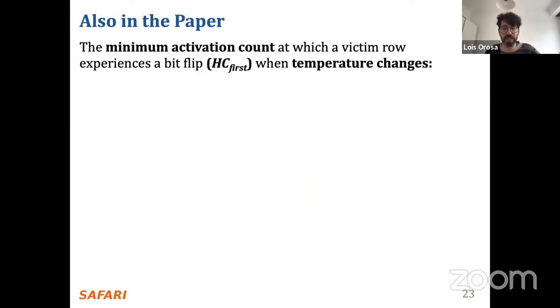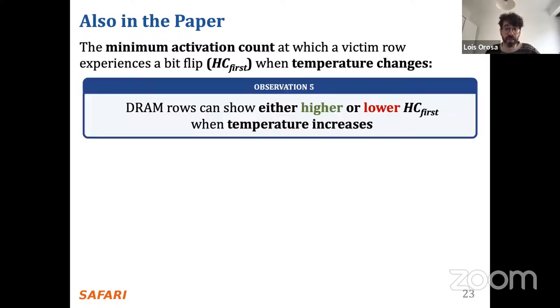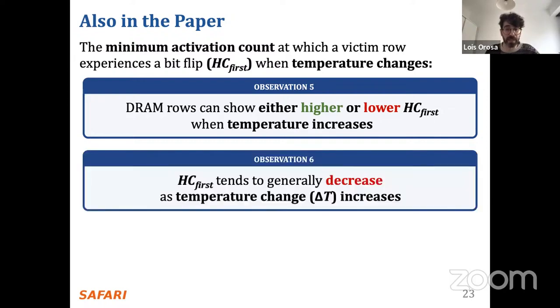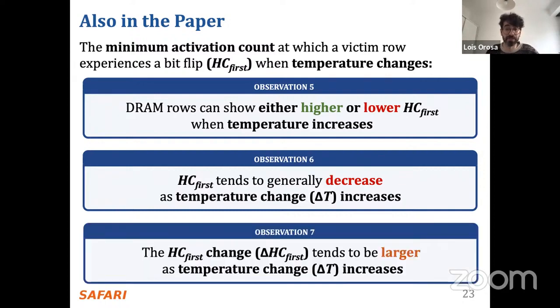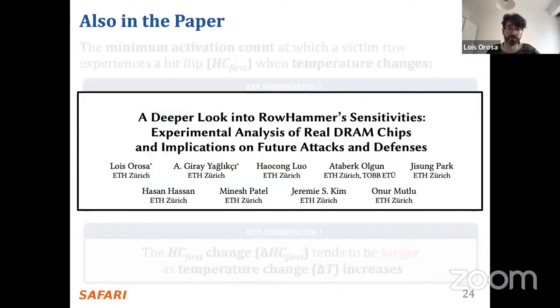In the paper, we also analyze the variation in HCfirst, the minimum activation count at which a victim row experiences a bit flip, and make 3 observations from this analysis. First, just like the bit error rate, DRAM rows can show either higher or lower HCfirst when temperature increases. And second, HCfirst tends to generally decrease as delta temperature increases. And third, delta HCfirst tends to be larger as delta temperature increases. We have more details in the full paper.